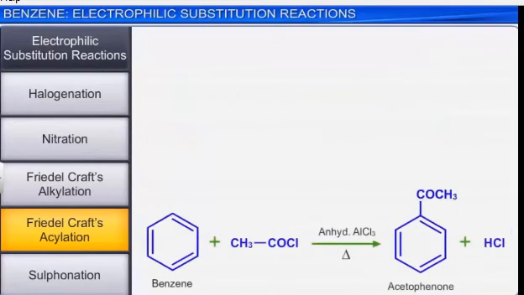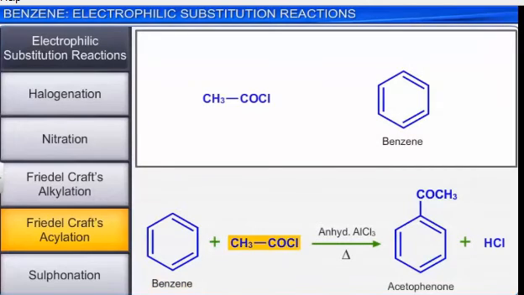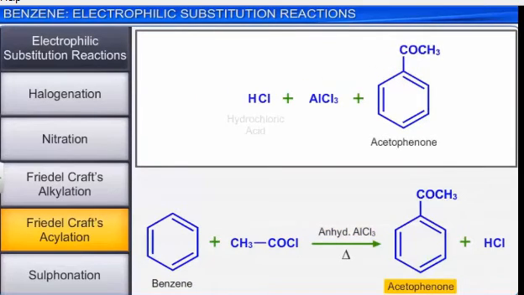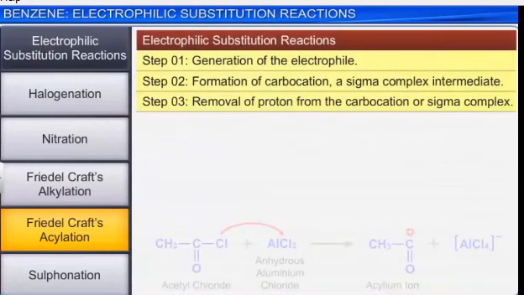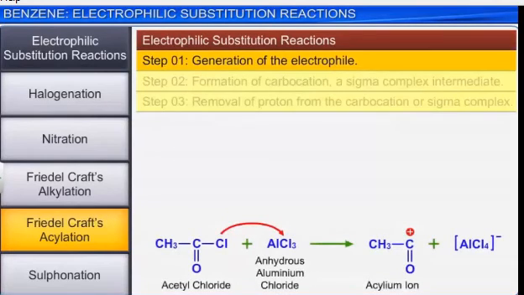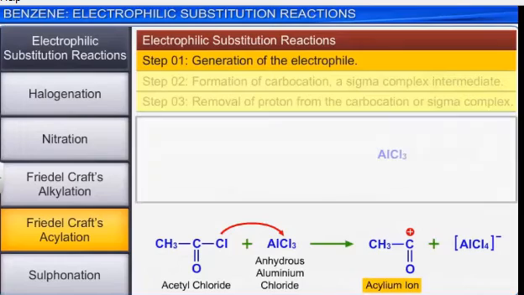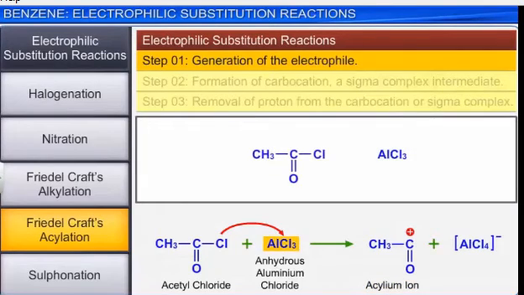For example, when benzene is treated with acetyl chloride in the presence of anhydrous aluminium chloride, it forms acetophenone and hydrochloric acid. Let's discuss the mechanism of this reaction. First, an electrophile, that is, the acylium ion here, is generated when anhydrous aluminium chloride combines with the attacking reagent acetyl chloride, as shown here.